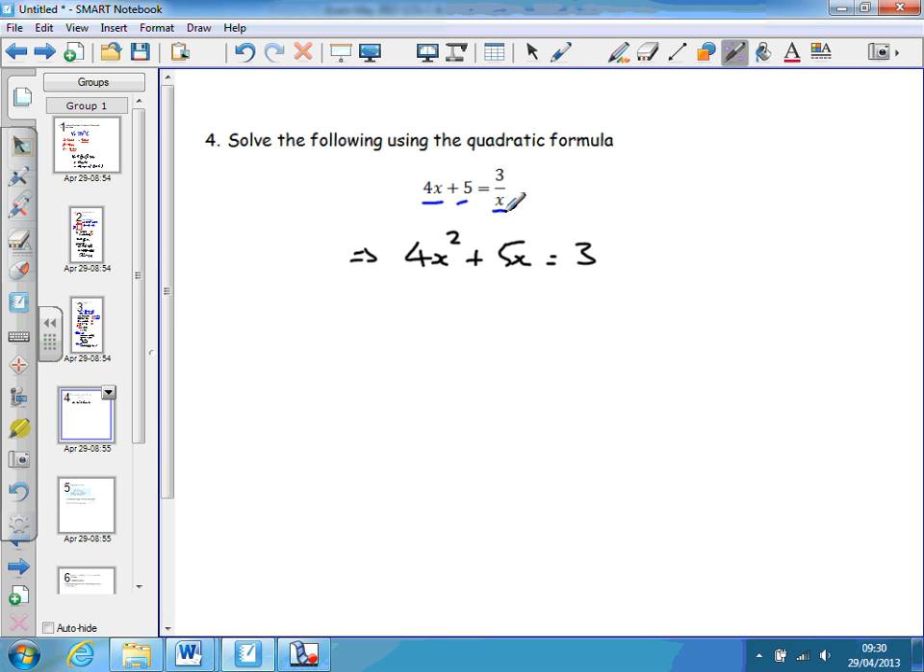Now it looks more like a quadratic, because a quadratic, remember, has x squared terms in it. So more familiar, hopefully. The other thing we need to remember about quadratics is that the right-hand side must be 0. So I bring the 3 over to the left-hand side by subtracting it. This means that 4x squared plus 5x minus 3 equals 0. And this is a more familiar form of a quadratic formula. And we have to try and solve this now.